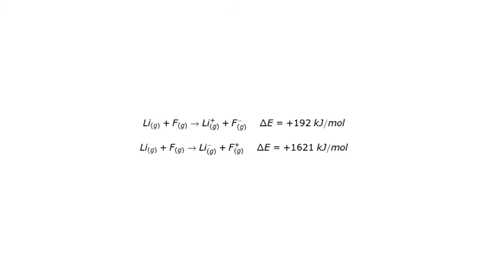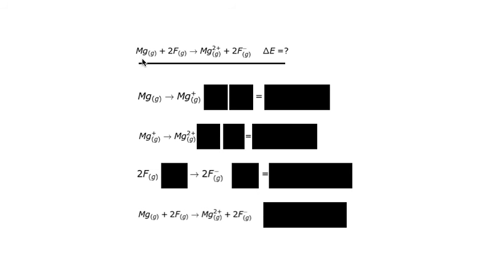Let's take another example. Here we have magnesium plus 2 fluorine to yield magnesium 2 plus and 2 fluoride ions. So we're going to calculate the change in energy for this process. Now you might be inclined to want to go from magnesium to magnesium 2 plus directly, but you cannot. It is very important to note that we can only do one step at a time. So magnesium will form magnesium plus first.